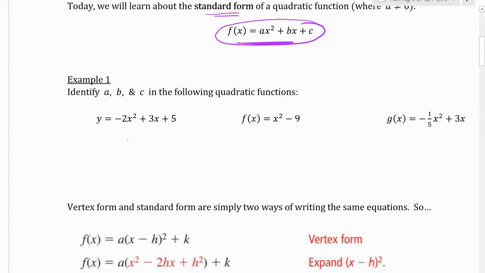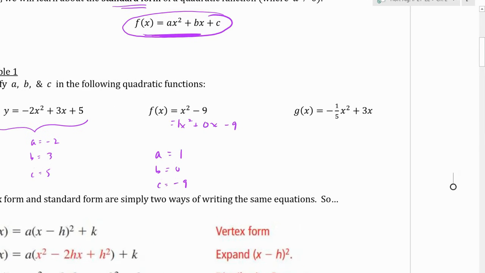If you look at this quadratic function in standard form, the A is -2, the B is 3, the C is 5. Now if you've got terms missing, there is no x term, so that means there's 0x and there's a 1 here. So A is 1, B is 0, C is -9. This one's got the constant term missing. So A is -1/5, B is 3, C is 0. So just being able to tell what the A, the B, and the C are, a lot of times it's just really handy.